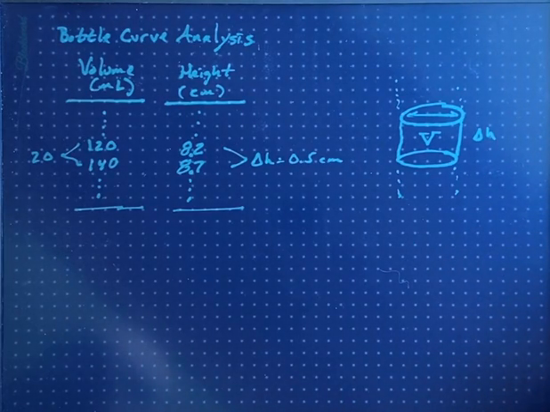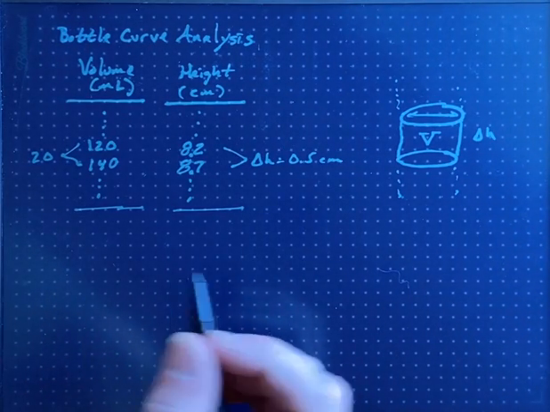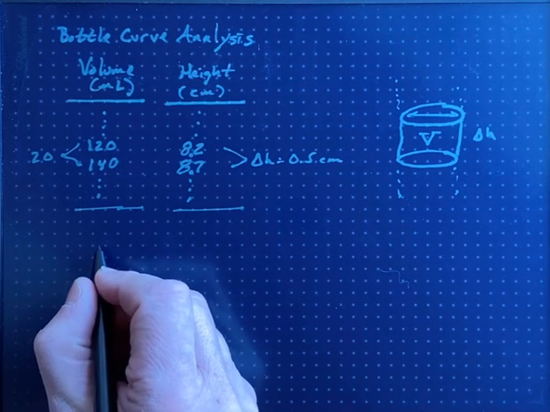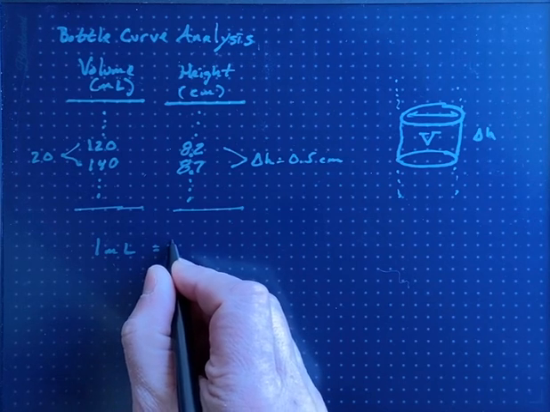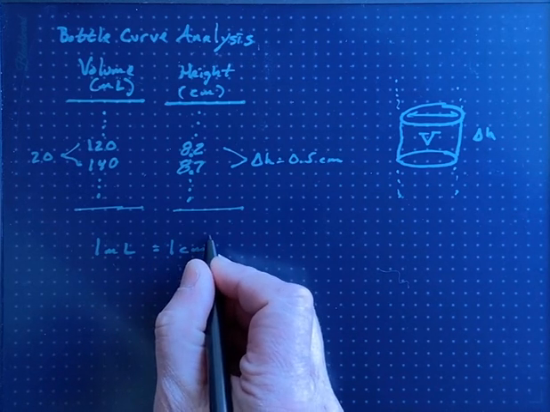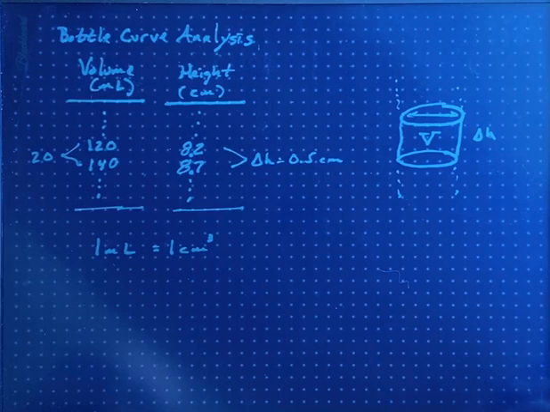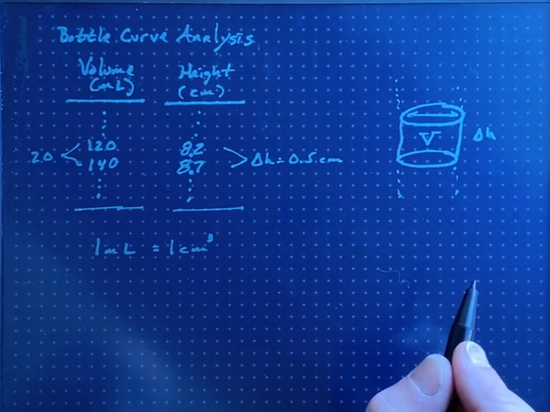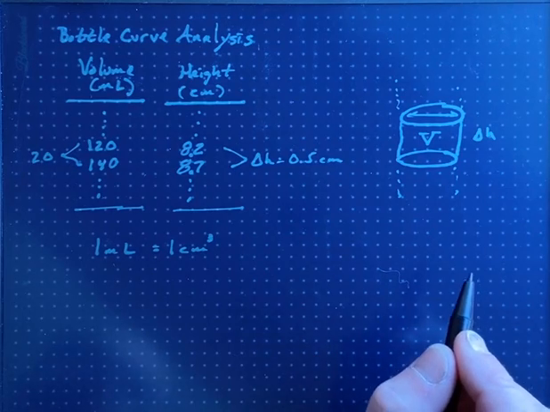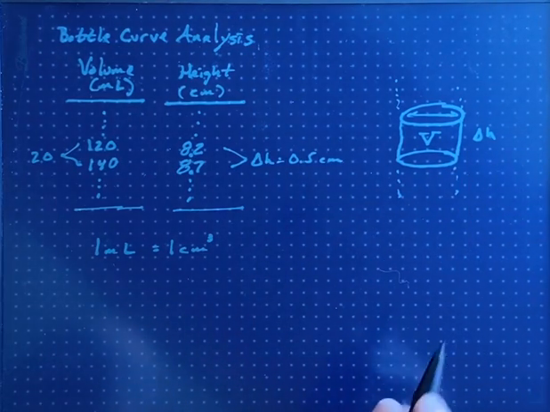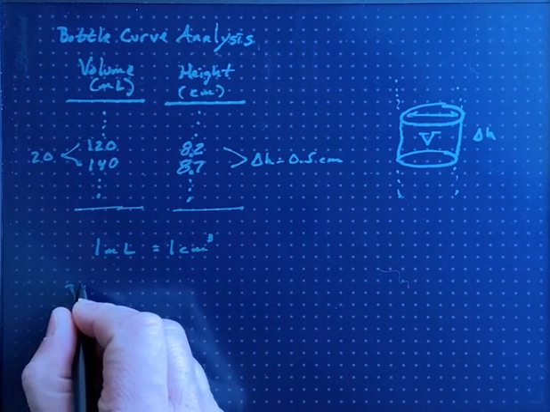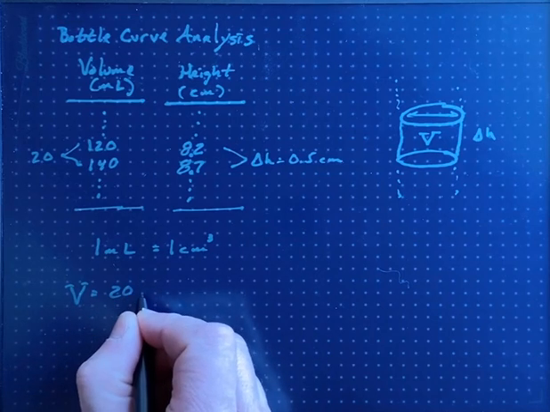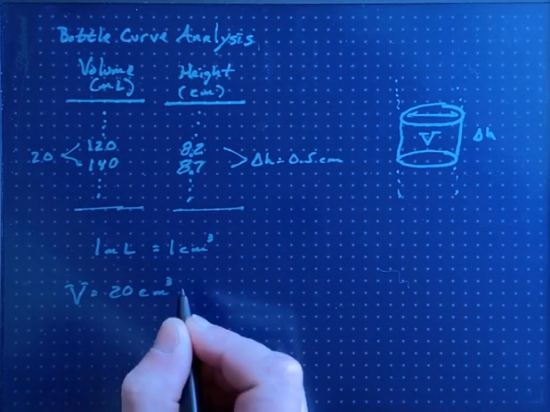Here's how it goes. The first thing I want you to know, maybe you remember from chemistry class, is that a milliliter of fluid volume is the same as 1 cubic centimeter of geometrical volume. That's a given. So when you add 20 milliliters of water, you're figuring out the volume of that slice of the bottle. So the volume of the slice of the bottle is 20 milliliters, or 20 cubic centimeters.